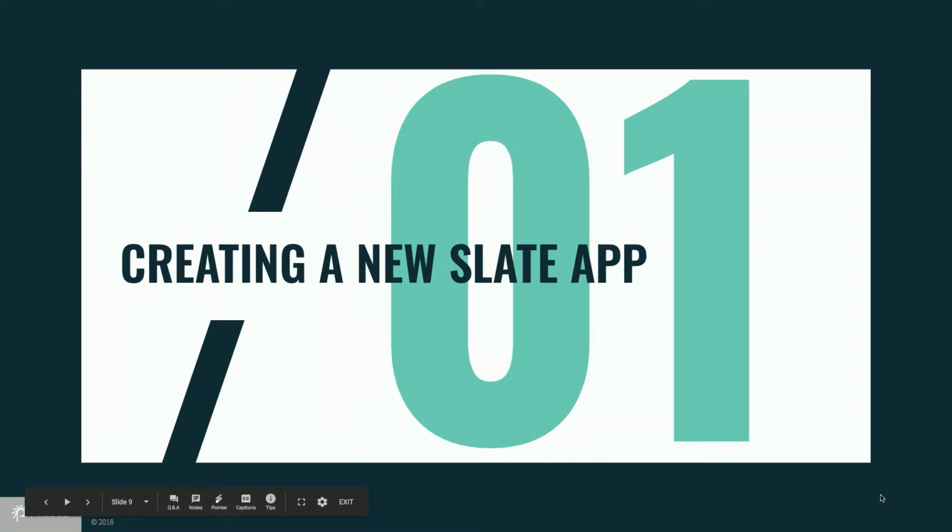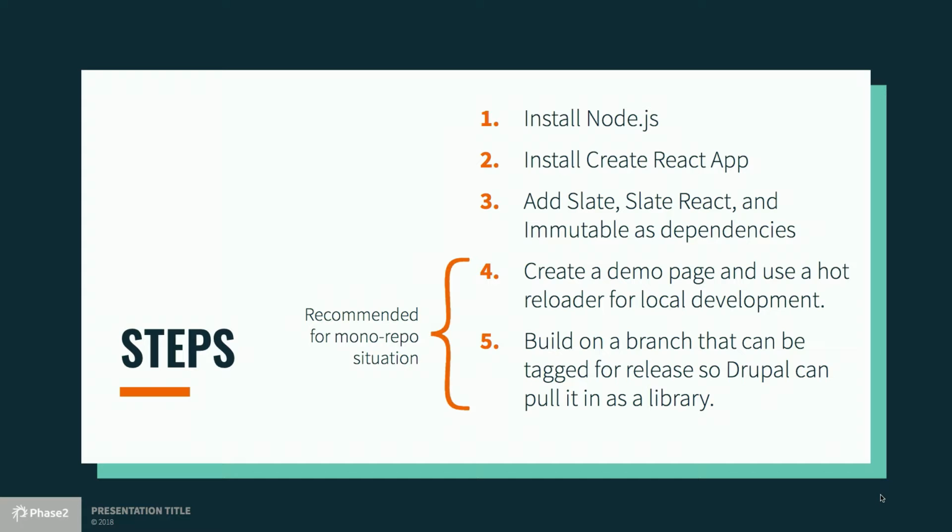Because there's not a lot of documentation on how to create a new Slate app, I wanted to make sure that I outline those steps here. So, pretty obvious one is to install Node.js. Make sure that you have Create React App or some way to create a new app. Create React App was the quick start for us. It had everything we needed in it.